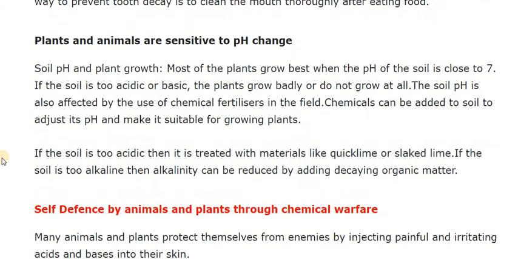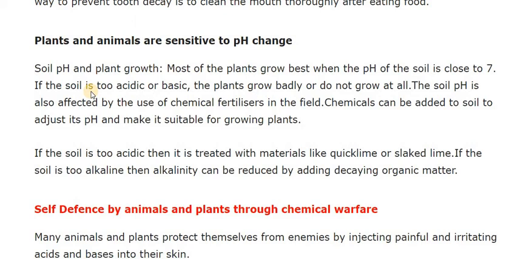Let's see the next. Plants and animals are sensitive to pH. As we know, plants grow at a particular pH only. So, soil pH and plant growth: most plants grow best when the pH of the soil is close to 7. Means most plants grow at neutral pH, neither acidic nor basic, close to pH 7. If the soil is too acidic or too basic, then the plants grow badly, meaning they cannot grow properly.